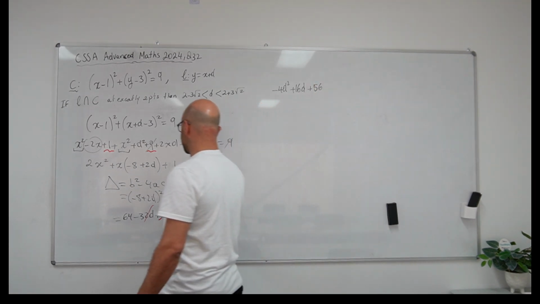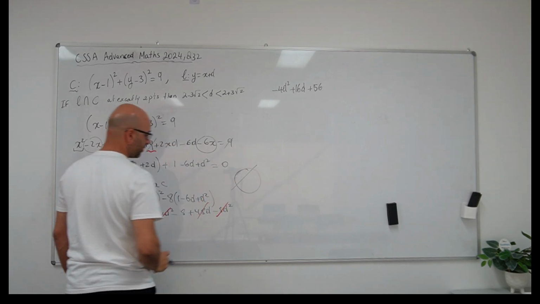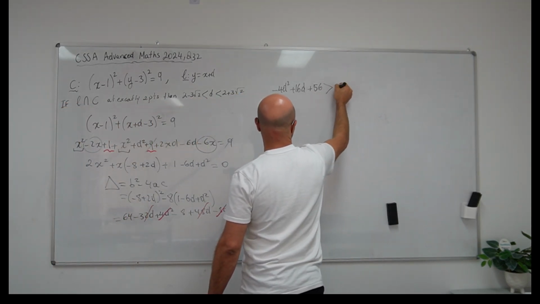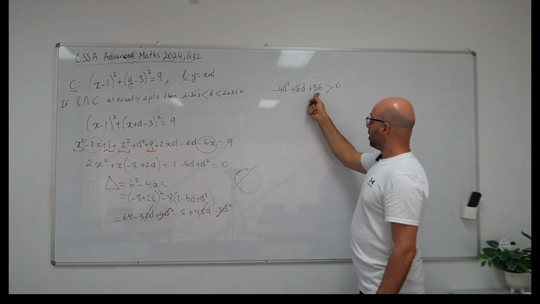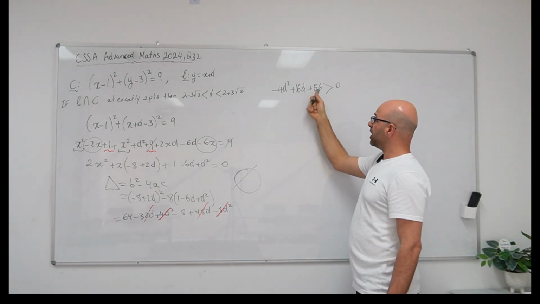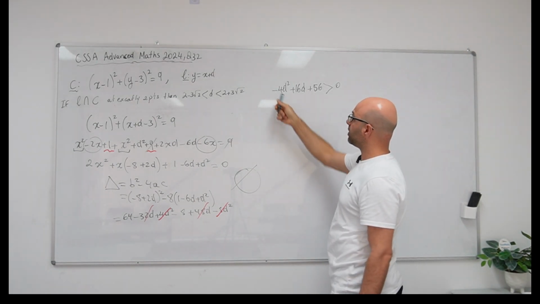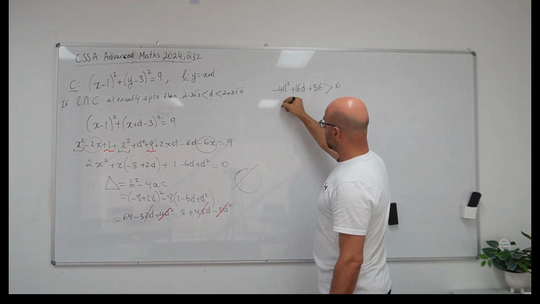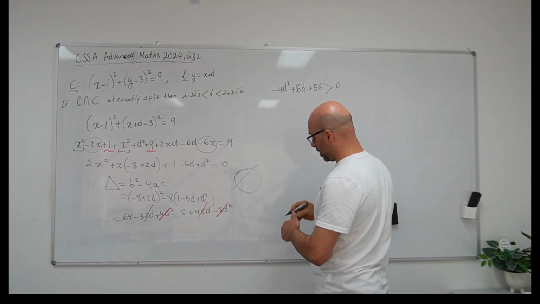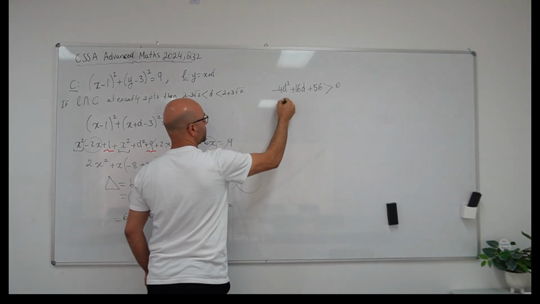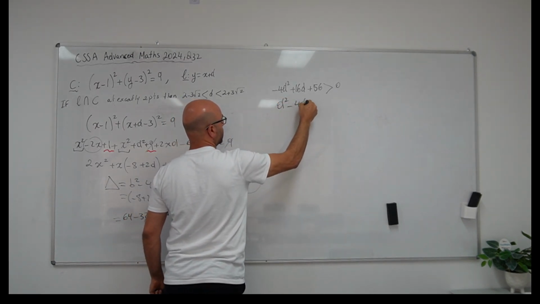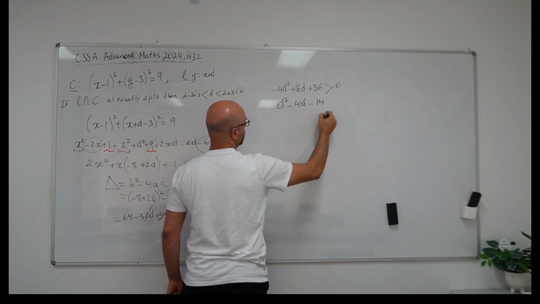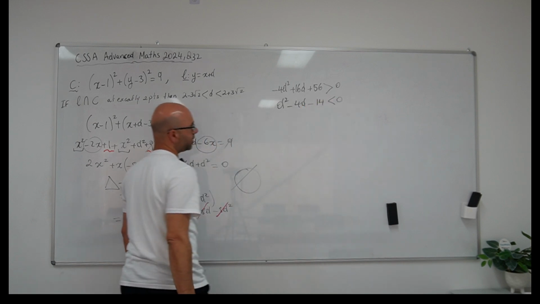Keep in mind, as I mentioned before, I've got 2 solutions. So we know the discriminant has to be positive in order to get 2 solutions. We notice I've got 4 as a common factor. What I'm going to do is divide by minus 4, and we'll flip the inequality. So in this scenario we're going to get d squared minus 4d, and this one turns out to be minus 14, and that's less than 0.